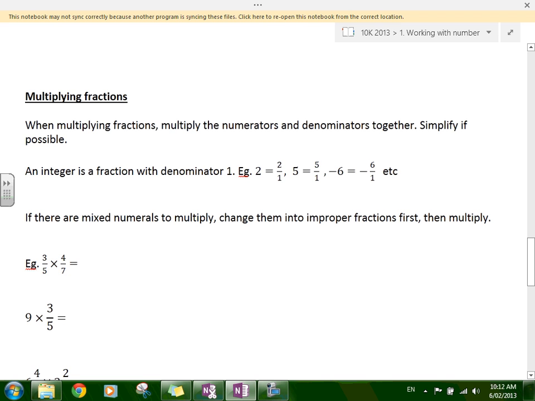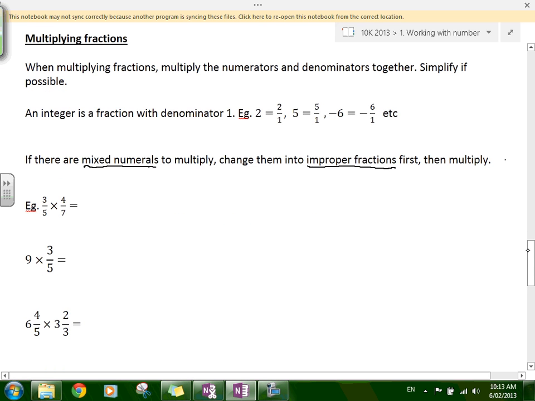And again, I made this note, an integer is a fraction with denominator 1. So when multiplying an integer with a fraction, write it with a denominator 1, like 5 over 1, or minus 4 over 1. So you can multiply the numerators, multiply the denominators. If there are mixed numerals to multiply, change them into improper fractions first, and then multiply them. Alright? So there's a couple of examples. Let me just do this.